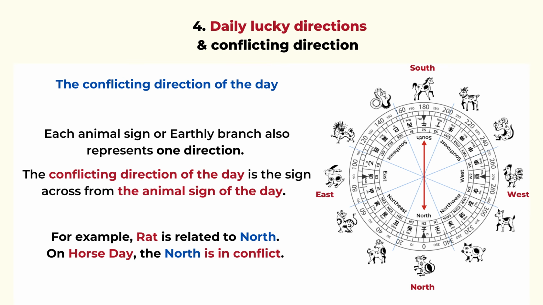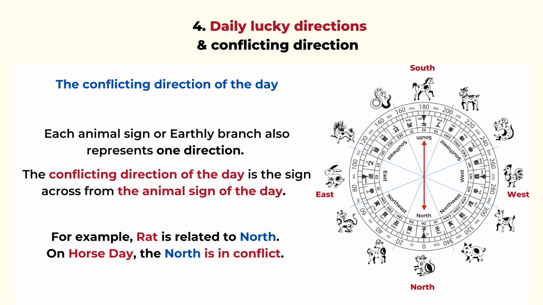And if your event is related to direction, such as starting a construction or traveling, you can find your lucky direction of the day. And the principle is very simple. We look at the animal sign chart. The opposite signs are conflicting with each other. So first, we'll avoid the conflicting direction. Each of the animal signs represents one direction.